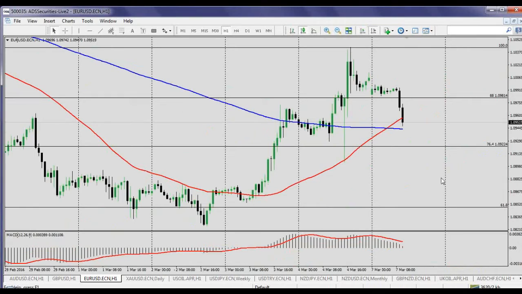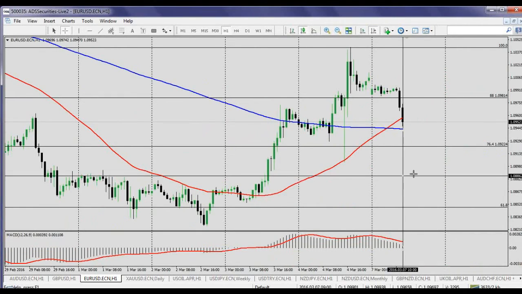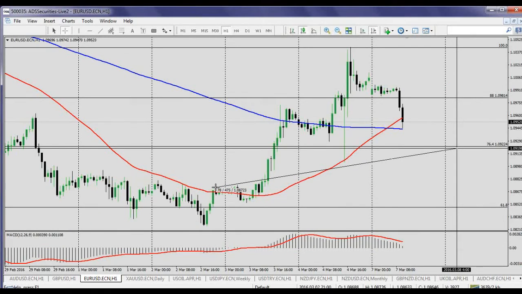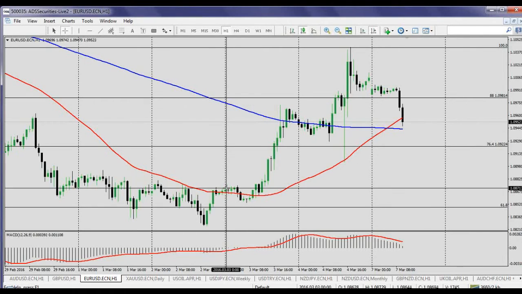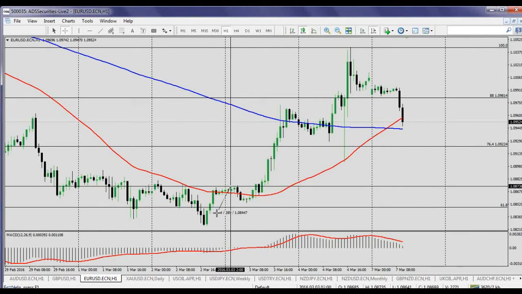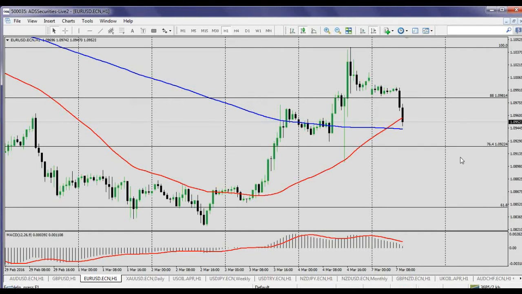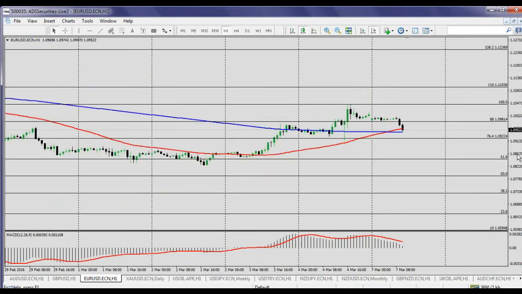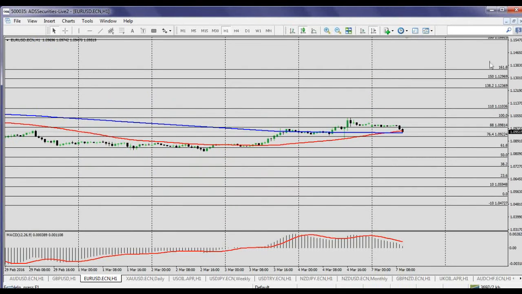So I'm going to place a kind of an odd entry over here. I will look into longing euro dollar from 1.0870 level, and that will be a buy limit order. I will have approximately 60 pips of stop loss, and my targets will remain all the way to the level of 1.1355, which is 161.8% Fibonacci retracement zone.